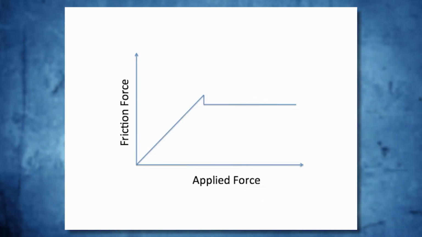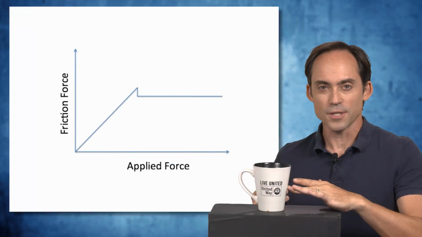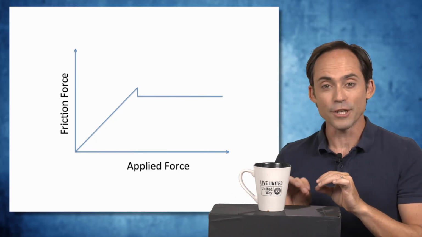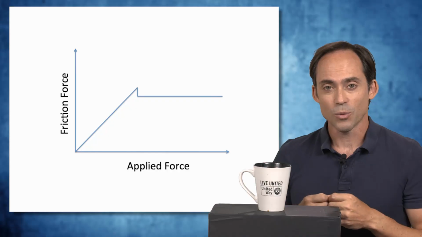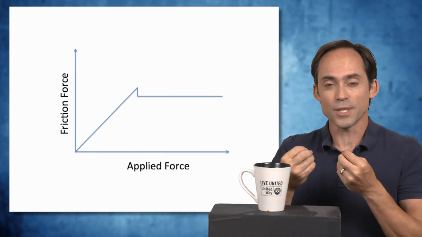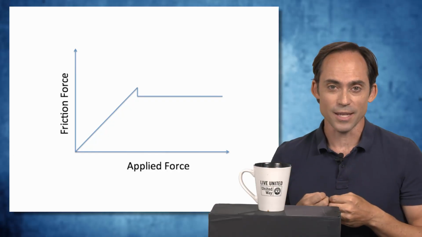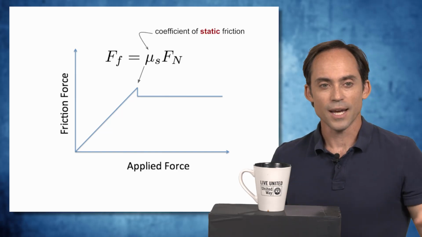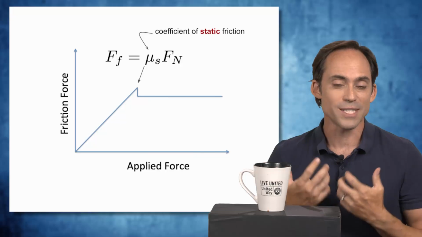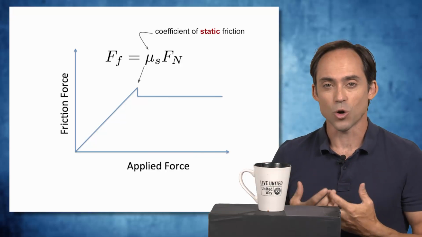So if I make a plot showing the applied force to this cup versus the amount of friction force it's counteracting, we would see something like that shown here, where the applied force as it increases is exactly matched by the friction force up until some maximum threshold point, and that's equal to the coefficient of static friction times the normal force.